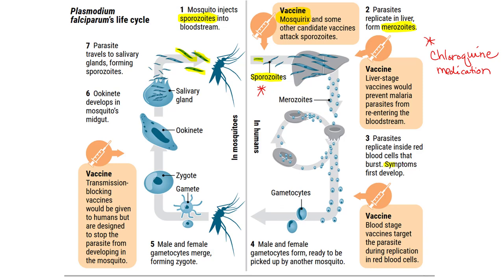And here's where those symptoms first develop, that fever and chills that repeats. And so this is going around and around in a circle because these merozoites are coming out of the lysed blood and then going back into blood and replicating and then lysing out of the blood. And this repeats every 2 to 3 days.